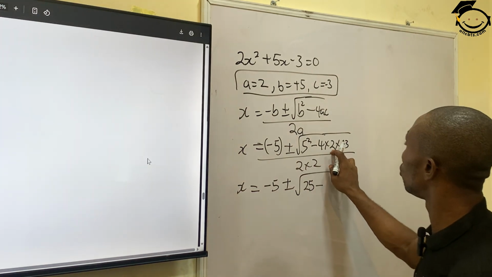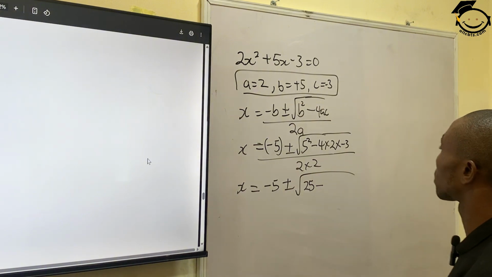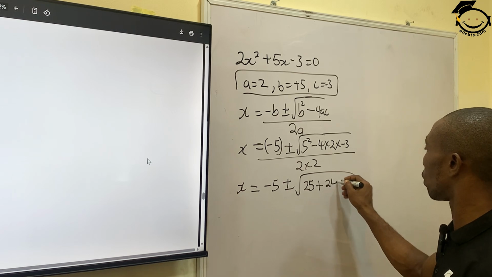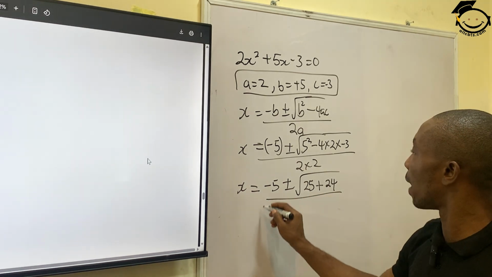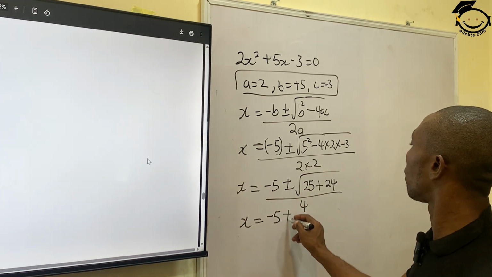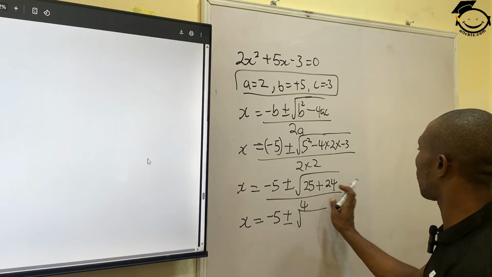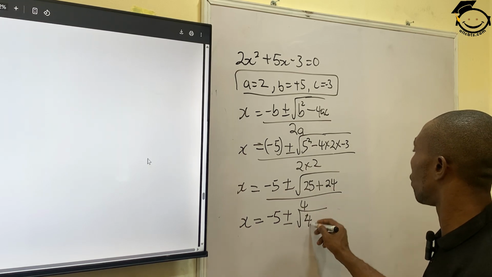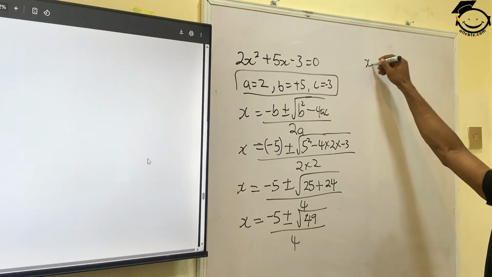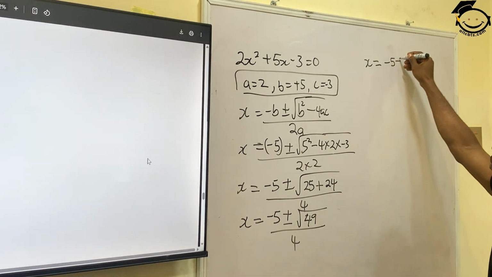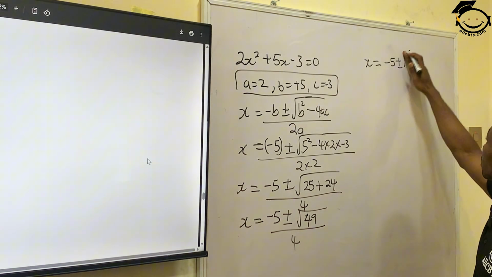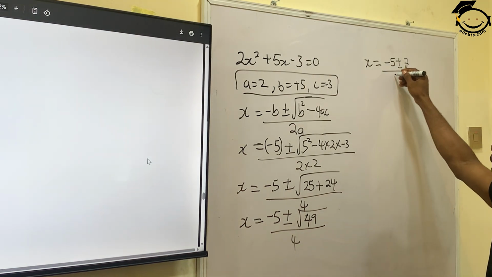So our x is going to become minus 5 plus or minus root 5 squared is 25, minus 4 times 2, 8, 8 times 3, 24, minus times minus is plus. So this will give us plus 24 all over 4. So this will become x equals minus 5 plus or minus root 25 plus 24 will give us 49 all over 4. Now x equals minus 5 plus or minus root 49 is 7, all over 4.